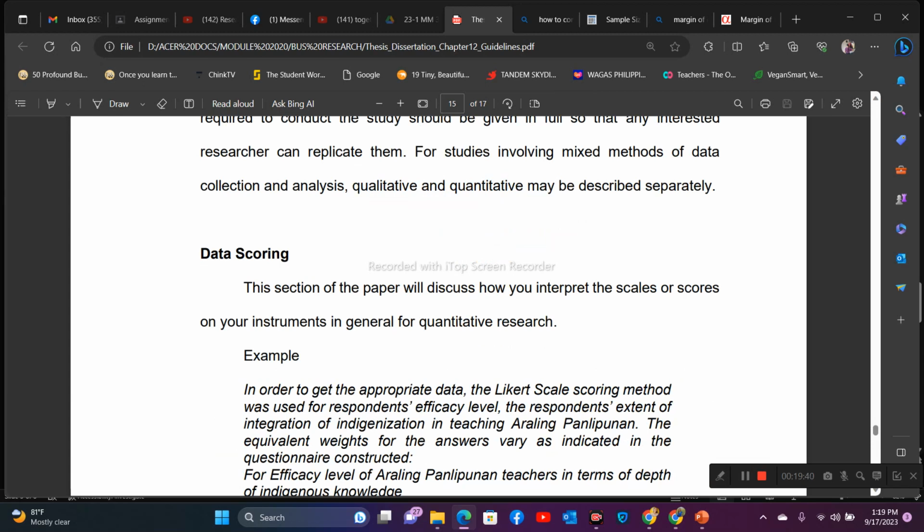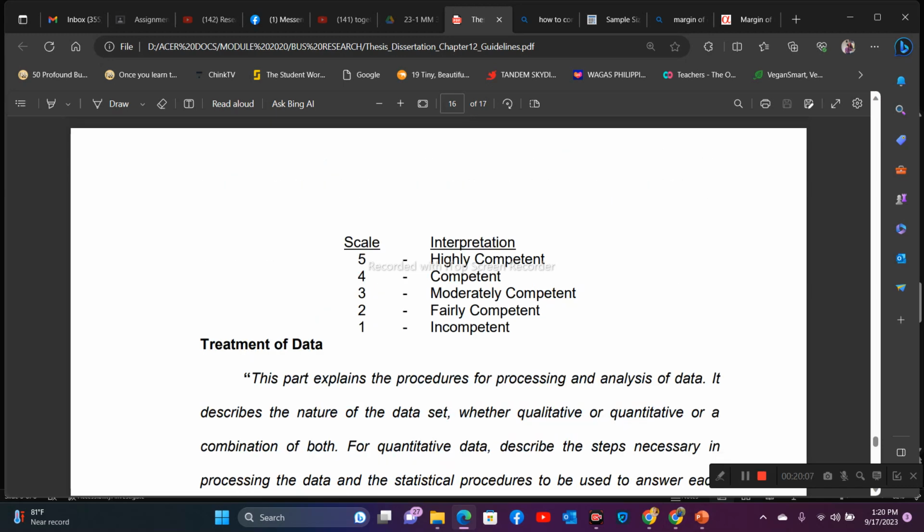So here is the example. How will you make your data scoring? In order to get the appropriate data, the Likert scale scoring method was used for respondents' efficacy level. This is about the teaching of Araling Panlipunan. So, if the efficacy level of Araling Panlipunan teachers, if the teachers teaching Araling Panlipunan are competent or not. So for data scoring, it goes like this.